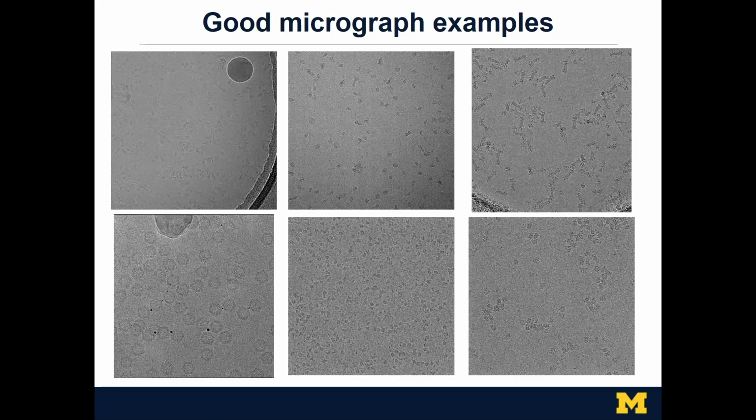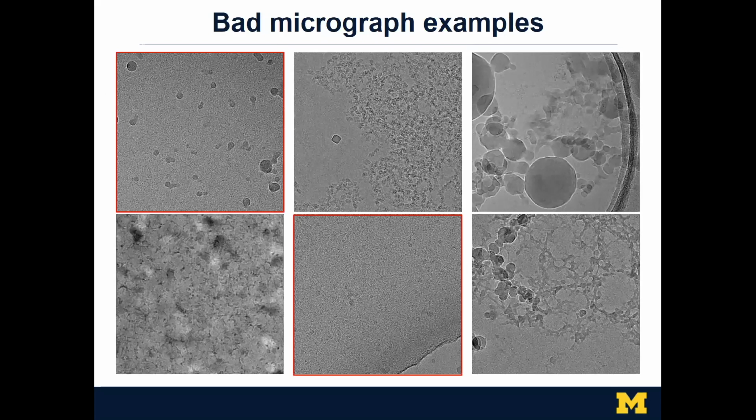There are some examples of the good micrographs in the training set. So basically, particle numbers are not too high, not aggregated, not too empty. And we also include partially good ones. So basically, if more than half of the micrograph is usable, it's labeled as good. We have various particles, from smaller particles to large viruses as well.